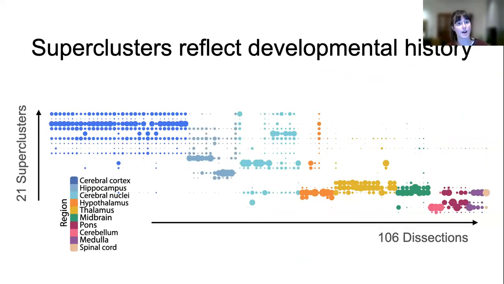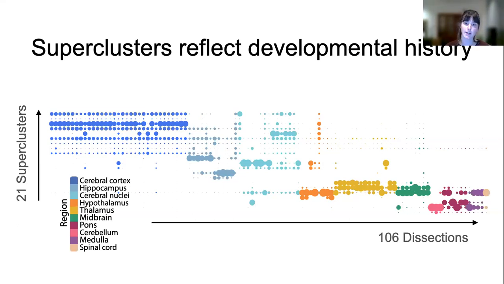I won't focus on the clusters and subclusters today. Of course, there's lots of new information in this data set, but I just want to give you a sort of broad sense of the structure of the human brain. And so for that, I'll focus on the superclusters. One thing we noticed right away was that superclusters largely reflect their developmental history.